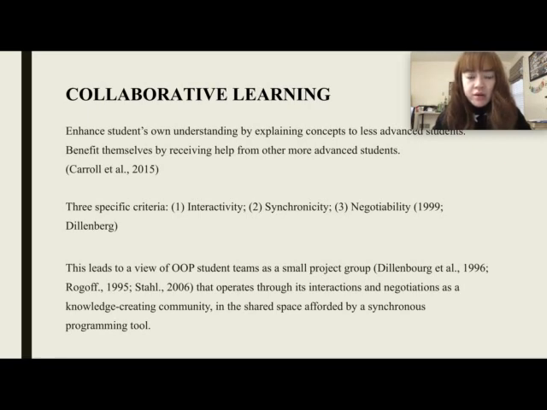In Carroll et al.'s 2015 paper, they mentioned that collaborative learning can enhance students' own understanding by explaining concepts to less advanced students. They can also benefit themselves by receiving help from other more advanced students. There are three specific criteria that are mentioned in Dillenbourg's 1999 paper, which are interactivity, synchronicity, and negotiability.